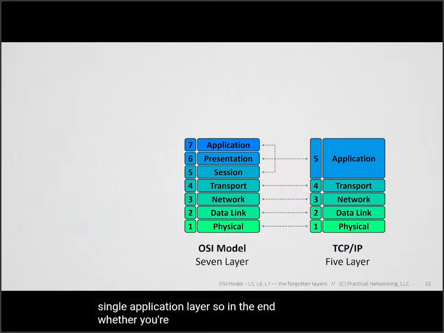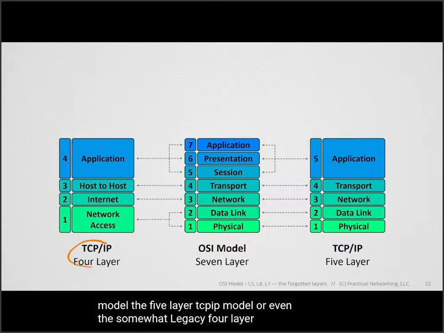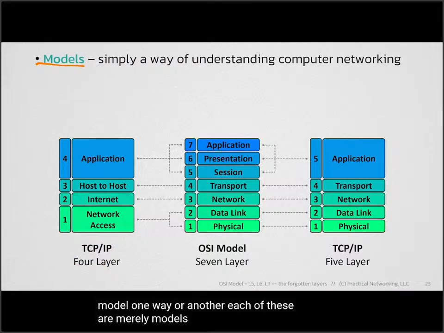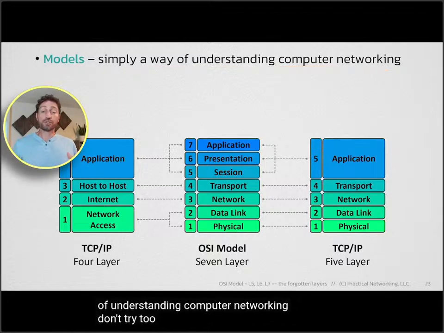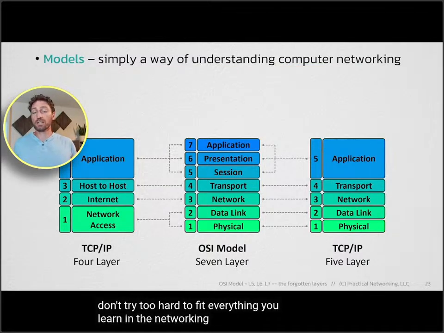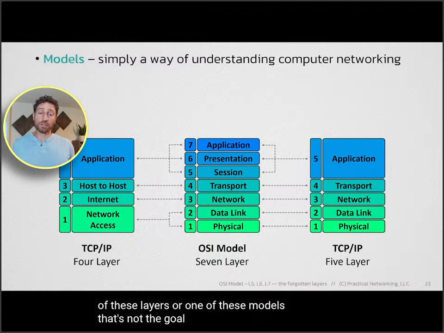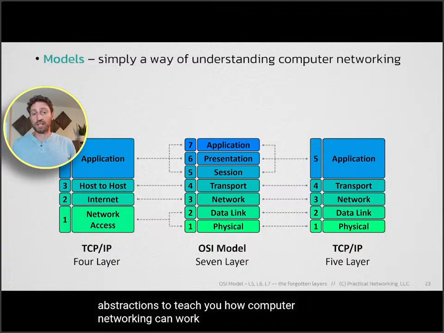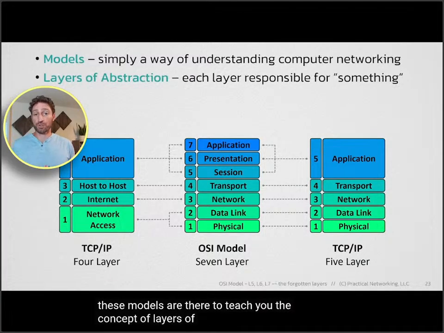So in the end, whether you're using the 7-layer OSI model, the 5-layer TCP/IP model, or even the somewhat legacy 4-layer TCP/IP model, one way or another, each of these are merely models. They are simply a way of understanding computer networking. Don't try too hard to fit everything you learn in the networking world into one of these layers or one of these models. That's not the goal. These are simply abstractions to teach you how computer networking can work. In the end, each of these models are there to teach you the concept of layers of abstraction.